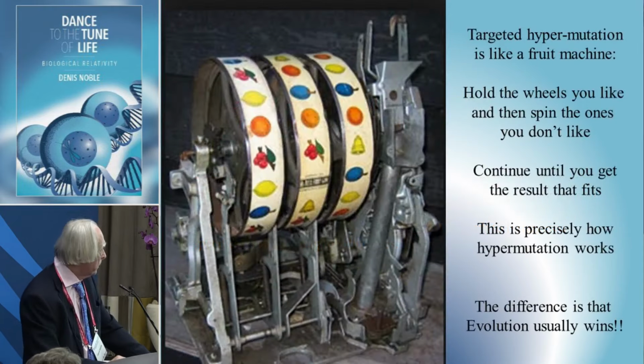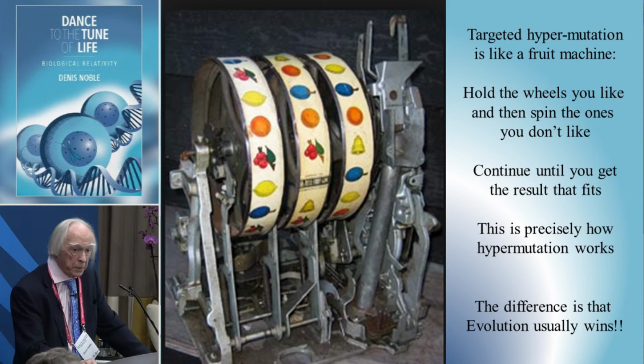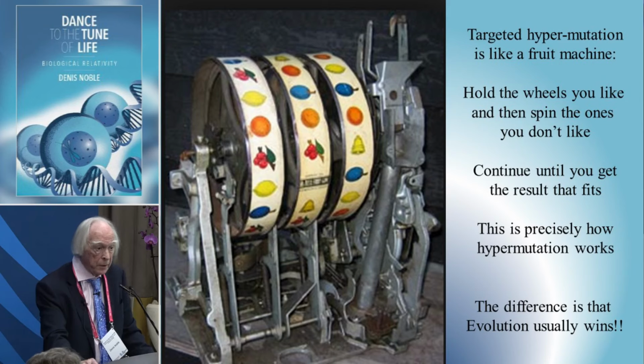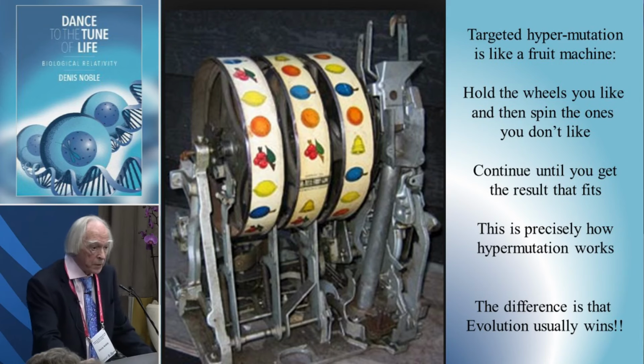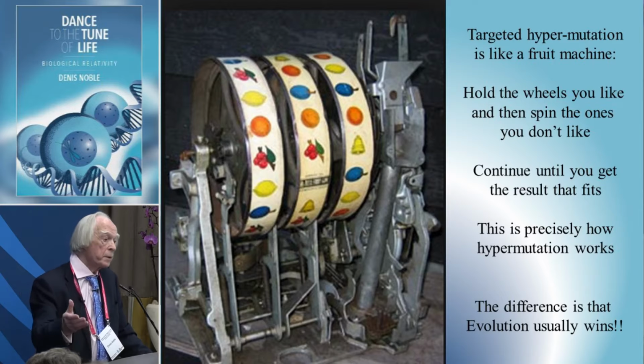So what is happening here is a little bit like a fruit machine. If you hold the wheels of a fruit machine constant because you've already got your two lemons and you want another lemon or an orange or whatever it might be, what do you do? You hold those two and you spend a few coins to spin the other wheel until hopefully you get an orange. And that's precisely what the immune system is doing.